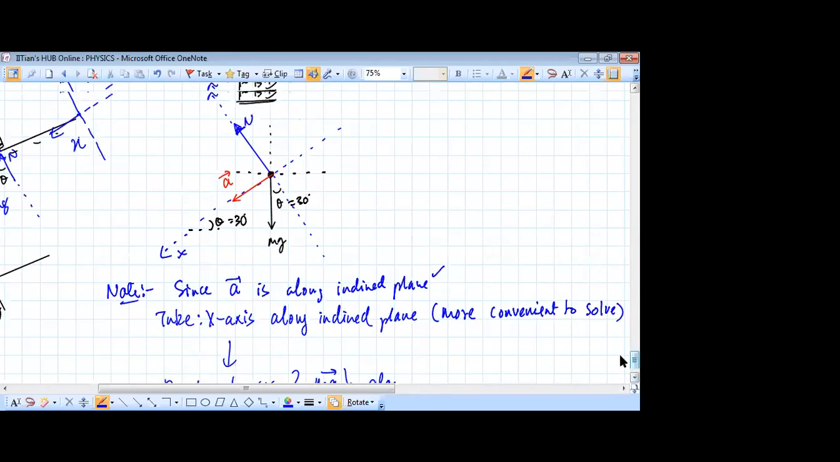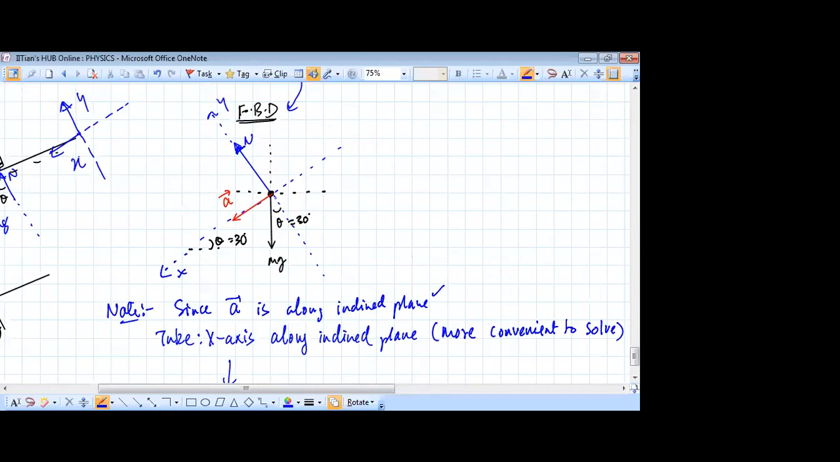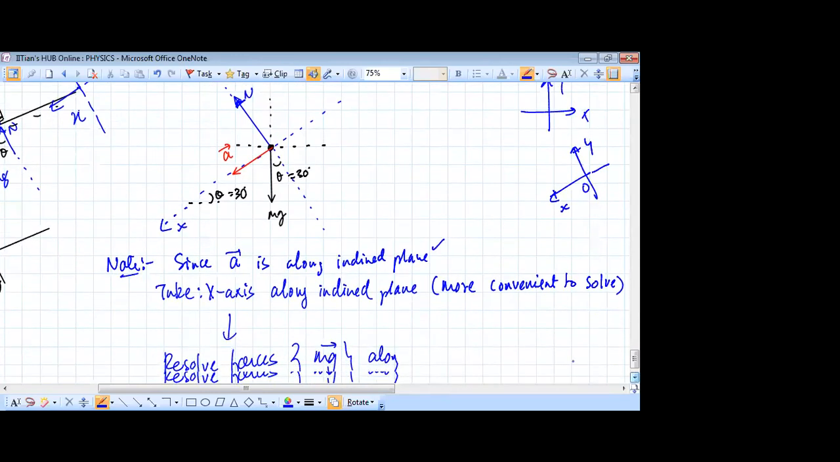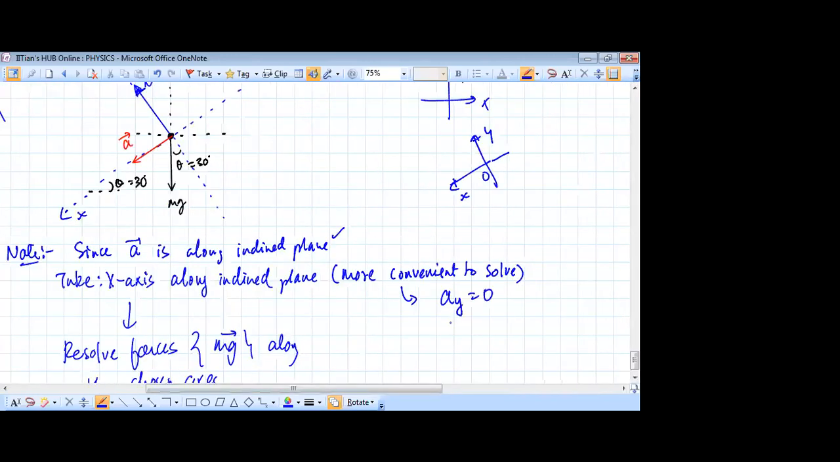Okay, so this is a trick that we use in Newton's laws. Anytime we have a block or a body or a sphere or anything that is coming down an inclined plane, we don't take x-axis horizontal and y-axis vertical. We take x-axis along the inclined plane and y-axis perpendicular to the inclined plane. Why? Because it becomes more convenient. Then my y component of acceleration becomes 0 and the x component of acceleration becomes the net acceleration. Because of this reason, it is more convenient, and that is why we do this.